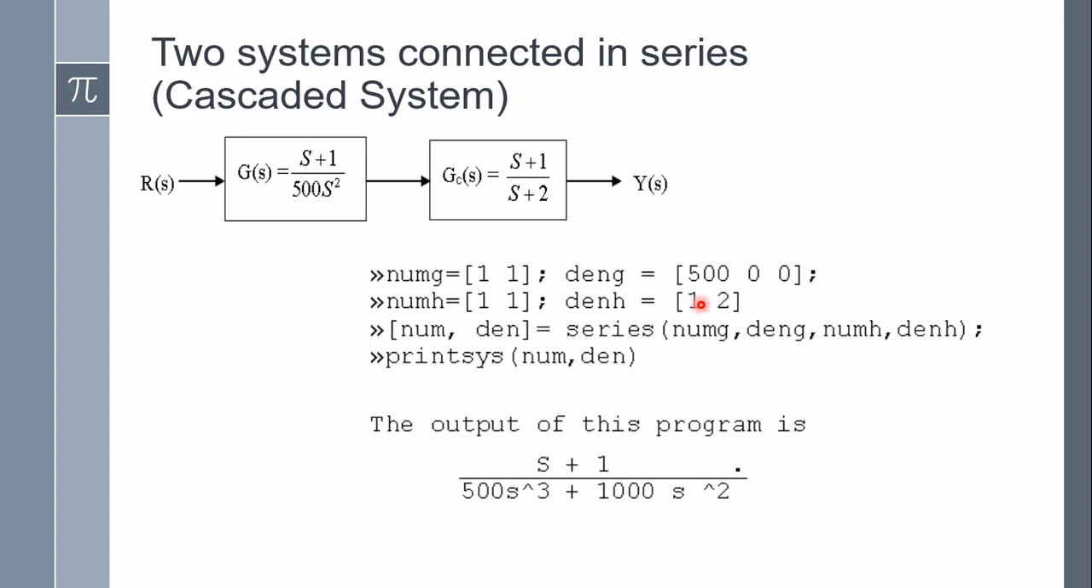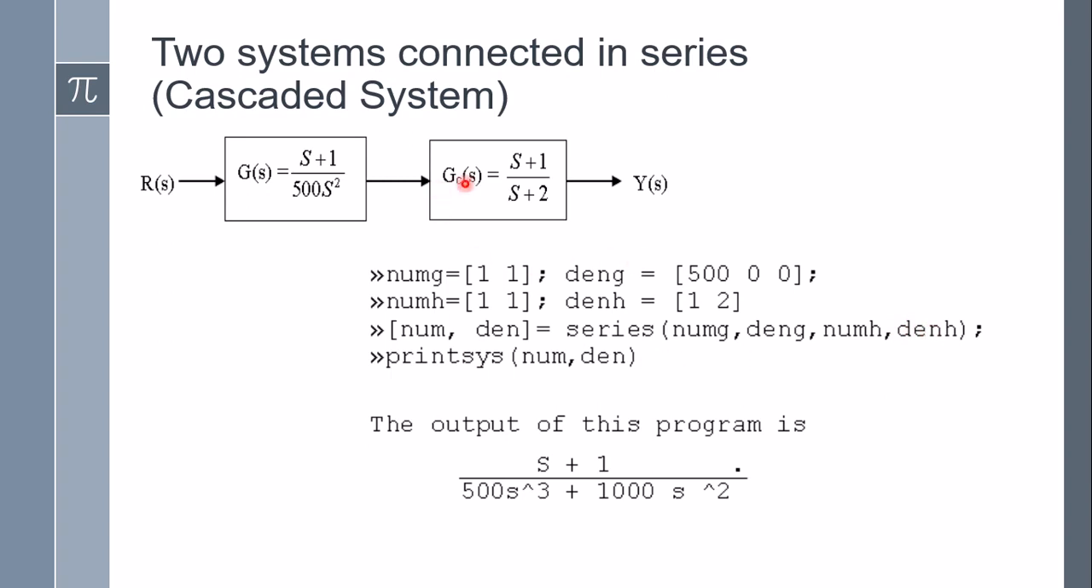Next, the net system will be the series combination of these two systems. So I am creating one system variable, numerator comma denominator as matrix, equal to series of num g comma den g comma num h comma den h. Once you give this command, MATLAB will take the first system numerator, first system denominator, second system numerator, second system denominator. Both the systems are connected in series.